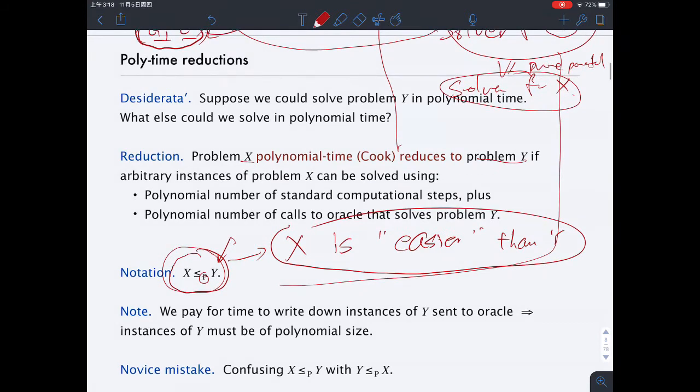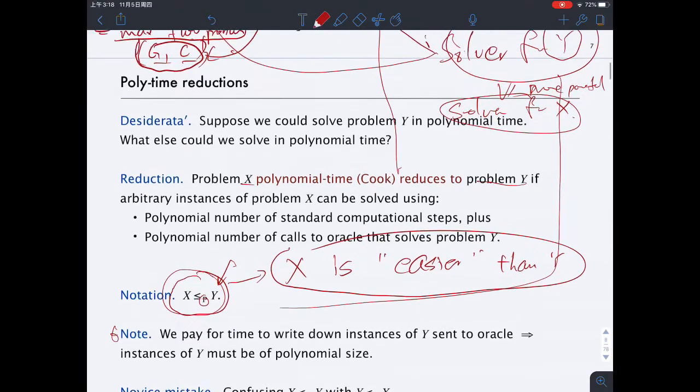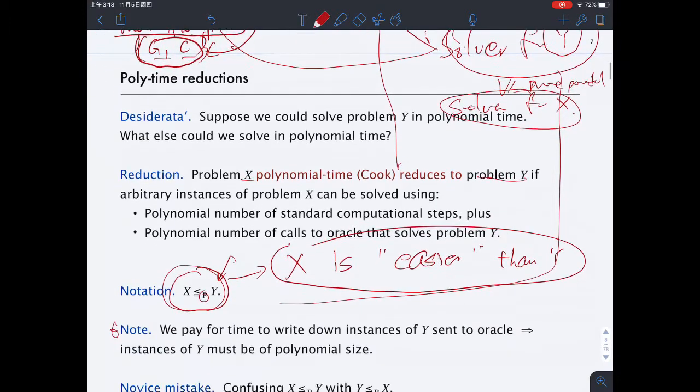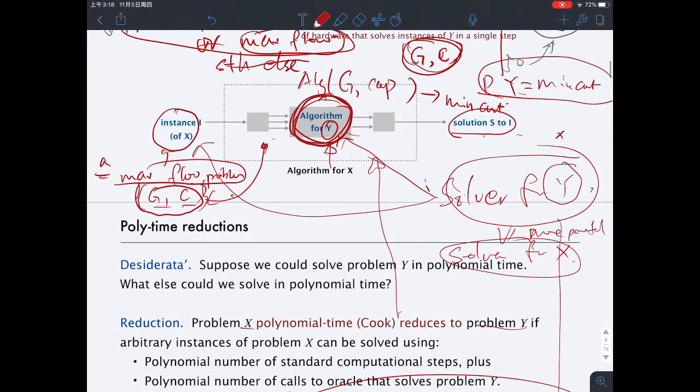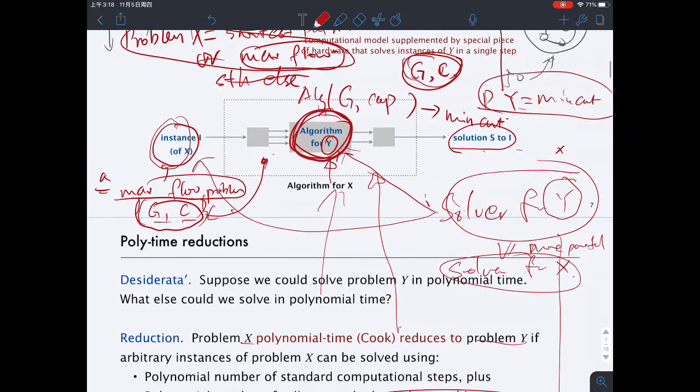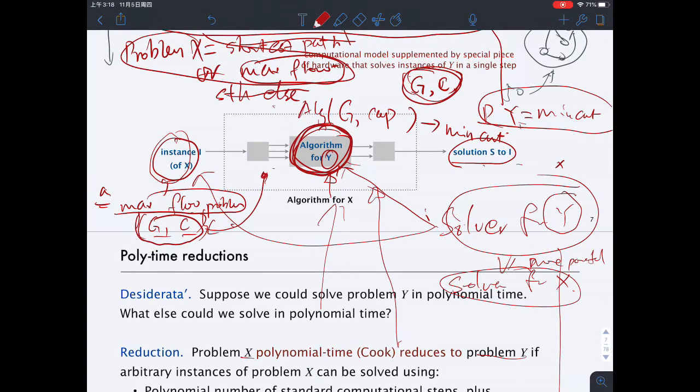Next, let's also take a look at these notes. We pay for time to write down instances of y sent to the Oracle. Instances of y must be of polynomial size, right? So let's go back to here. There are instances of x and instances of y. In our particular example, the instances are just the graphs and capacities. The very same graph needed for a max flow problem can be used as the input for the min cut problem, but in general it may not be true.